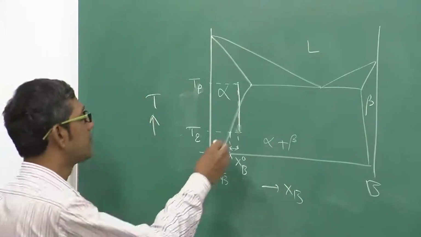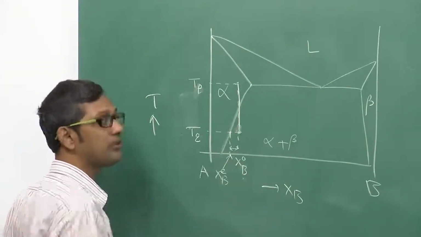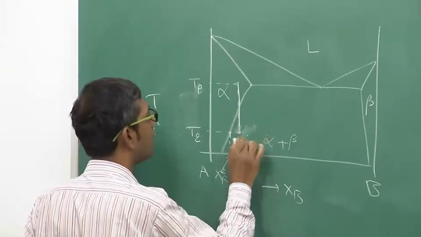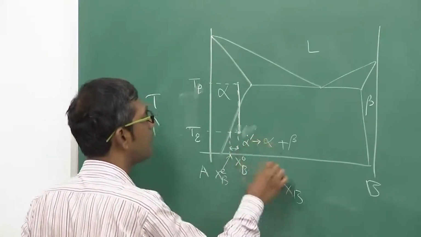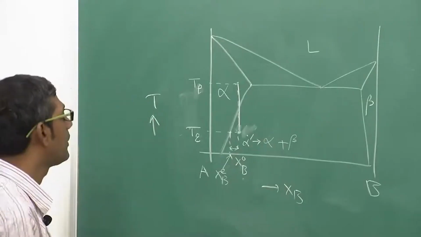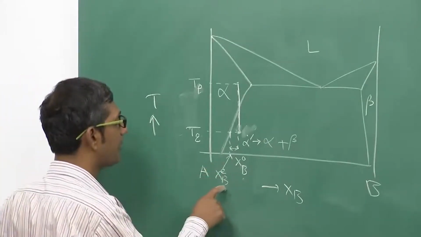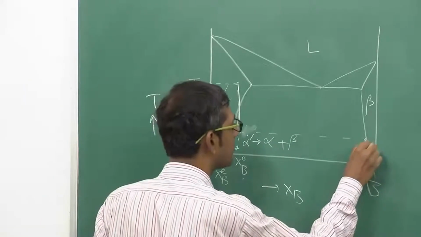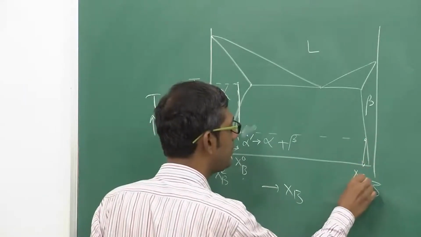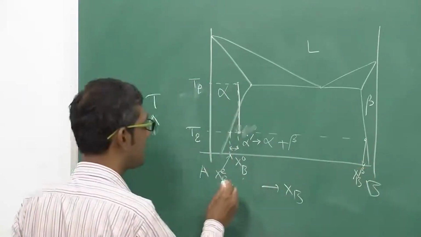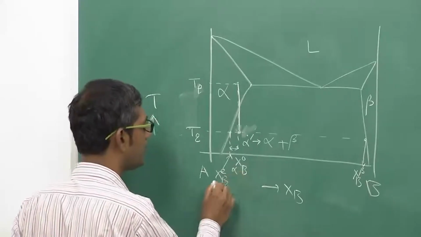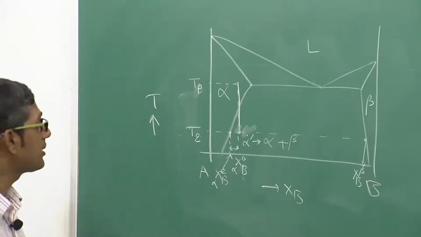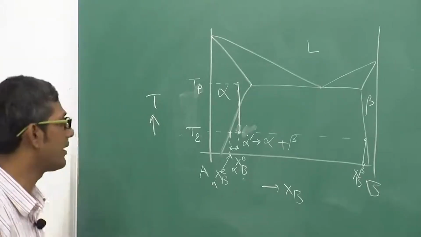So the alpha which is quenched is known as supersaturated alpha. That is what we have written as alpha prime, and this alpha prime actually transforms to alpha plus beta, where alpha will have a composition of X_BE and beta will have a composition given by this much. Okay, this is X_B beta. This is obviously the alpha phase composition in all the cases, correct? So this is exactly what is known as precipitation hardening.